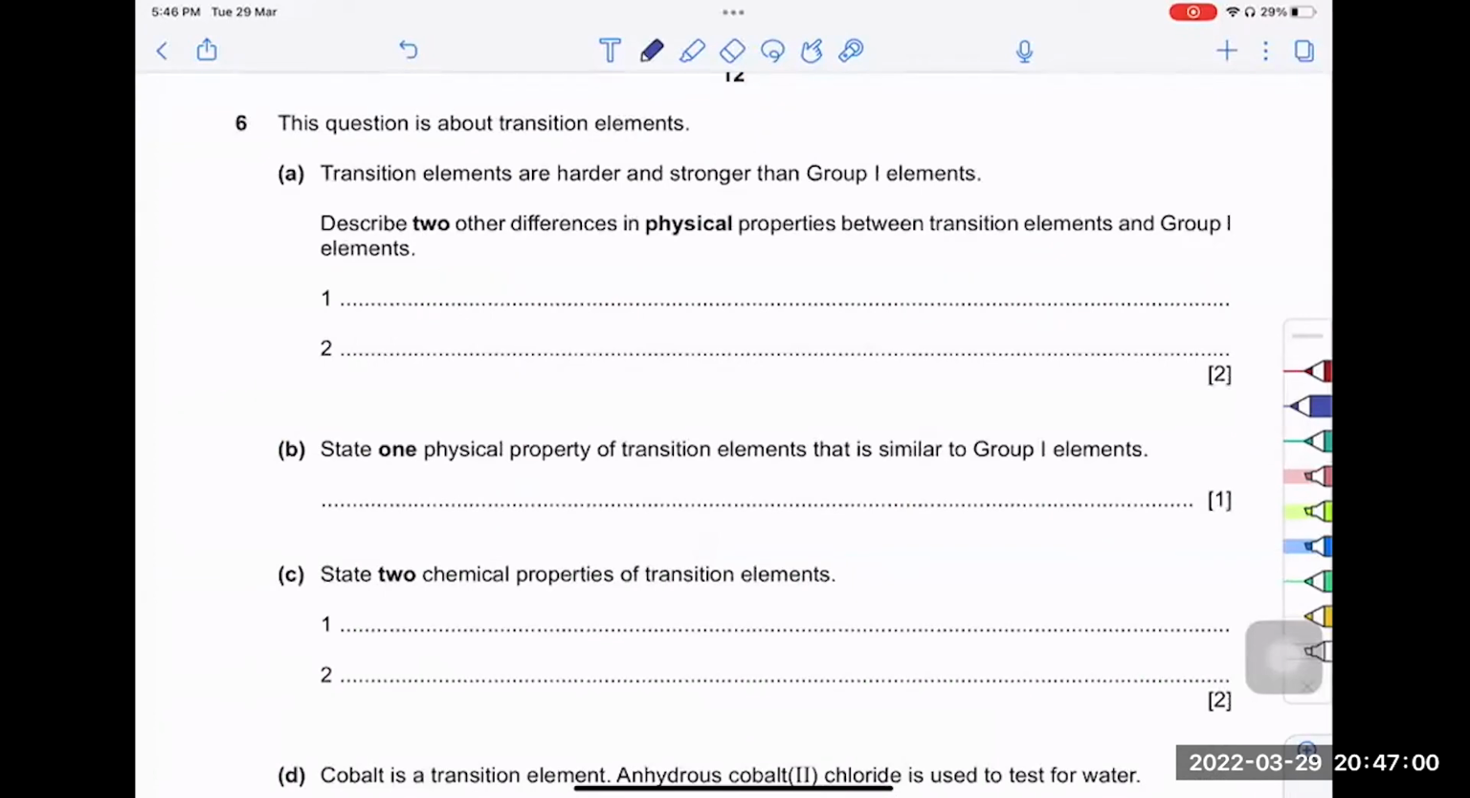This question is about transition elements. Transition elements are harder and stronger than group 1 elements. Describe 2 other physical differences. Okay, this is really, really easy. Come on, tell me.